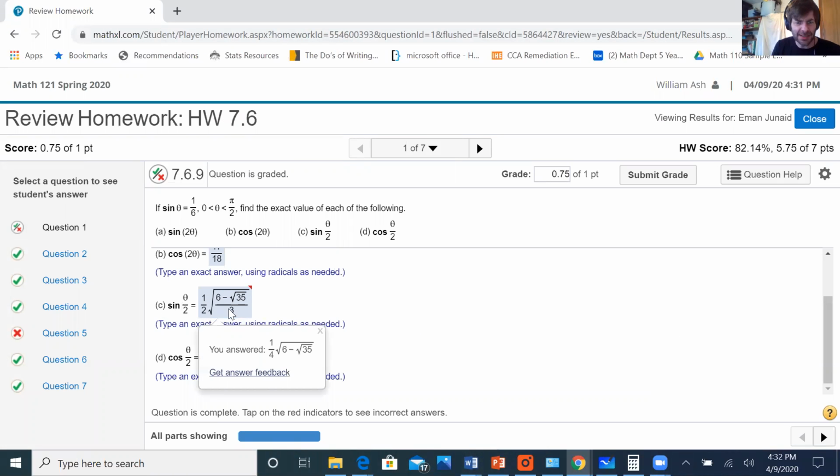So this is not just a form thing. It's actually okay with you leaving the radical in the denominator, it looks like. The problem is with the simplification. So I'll show you what I mean.